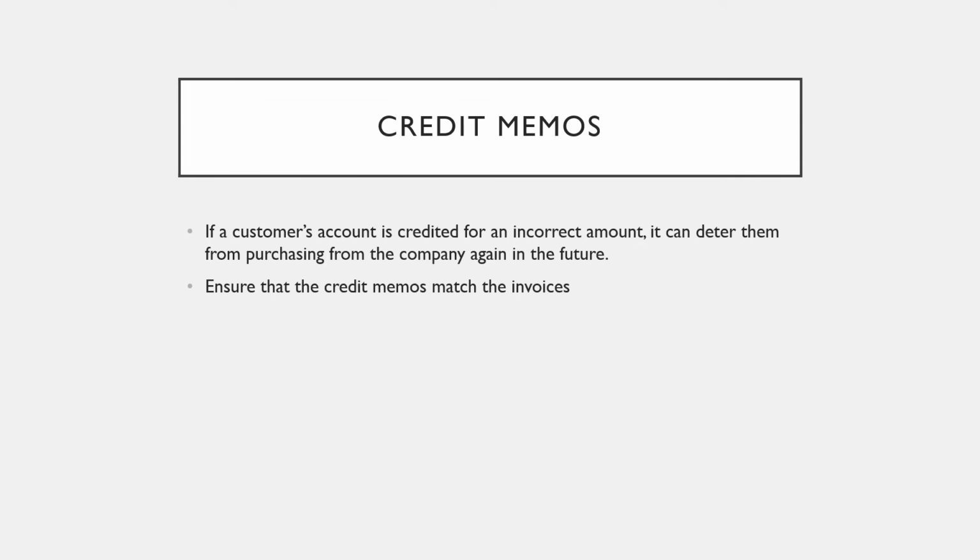When a customer chooses to return an item or they are given an allowance for damaged goods, their account is credited and a credit memo is issued. A copy of that credit memo is then sent to accounts receivable to adjust the customer's account. A copy is also sent to the customer. If a customer's account is credited for an incorrect amount, it can deter them from purchasing from the company in the future. Therefore, the company would lose sales, so it is important that the company ensures that the credit memos match up with the current invoices.